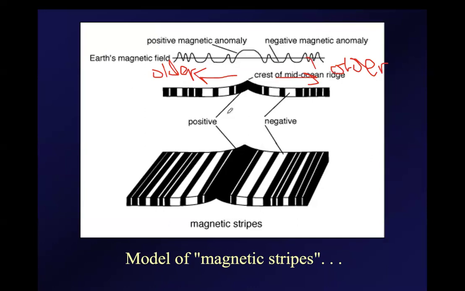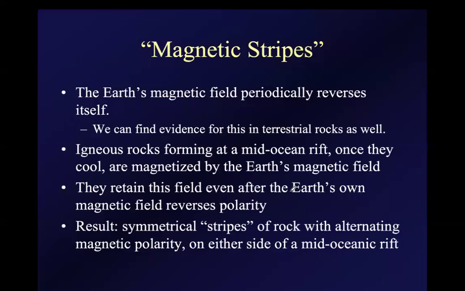And rocks that are formed during eras of reverse polarity retain that reversed magnetic field. So these light stripes right there are rocks that formed at a time when the Earth's magnetic field was reversed. And those rocks retain that reversed magnetic polarity. And you can see how they form stripes on opposite sides of a mid-oceanic ridge. And the pattern of the stripes are mirror images of each other. They're symmetrical on either side of the ridge.